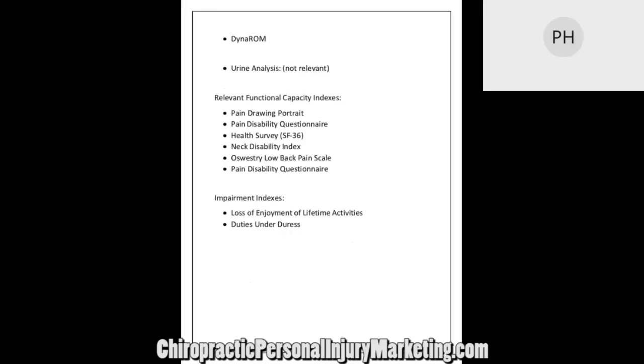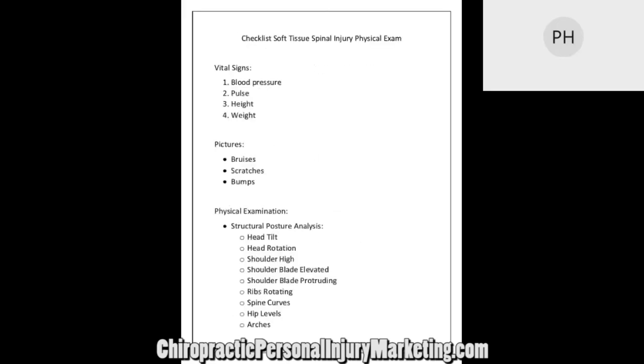Relevant functional capacity indexes, those are the ones we like to use: the pain drawing portrait, the pain disability questionnaire, the health survey, the neck disability index, the Oswestry low back pain, and the pain disability. Well, that's in there twice. Impairment indexes: loss of enjoyment of lifetime activities, duties under duress. Those are the categories overwhelmingly to document to support the soft tissue spinal injury.